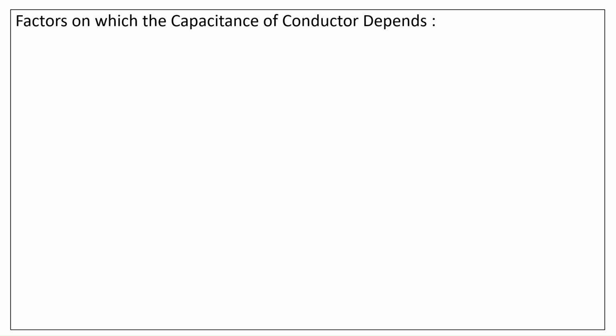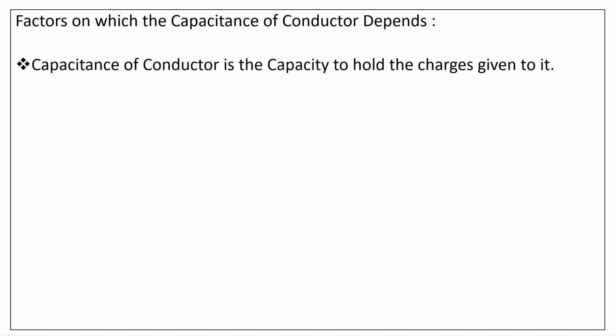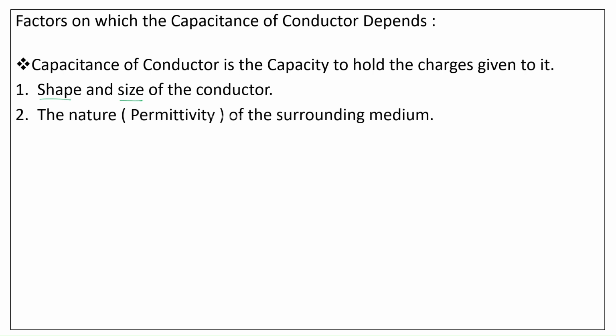Next. Factors on which the capacitance of a conductor depends. Capacitance of a conductor is the capacity to hold the charges given to it. It depends upon the following factors. They are: 1. Shape and size of the conductor. 2. The nature, permittivity, of the surrounding medium. 3. The presence of other conductors near it.